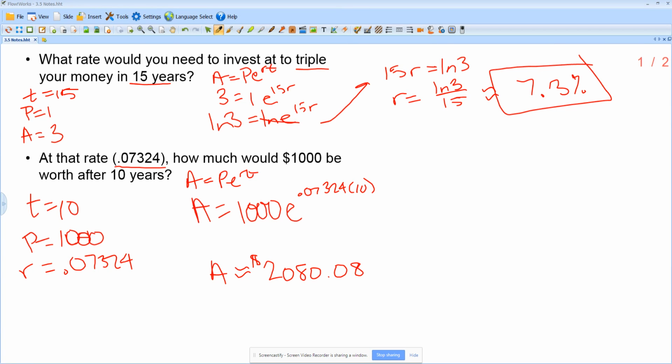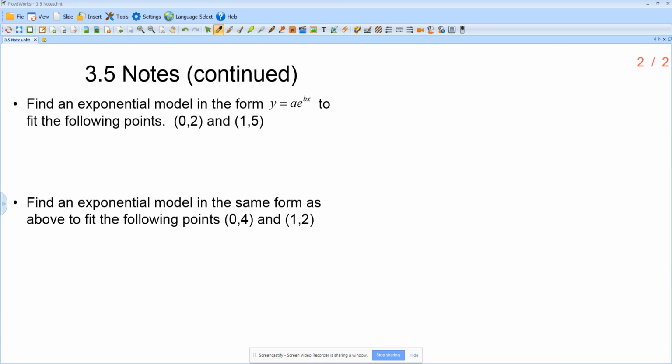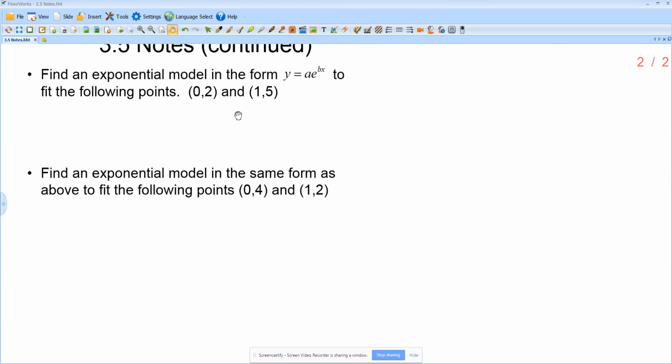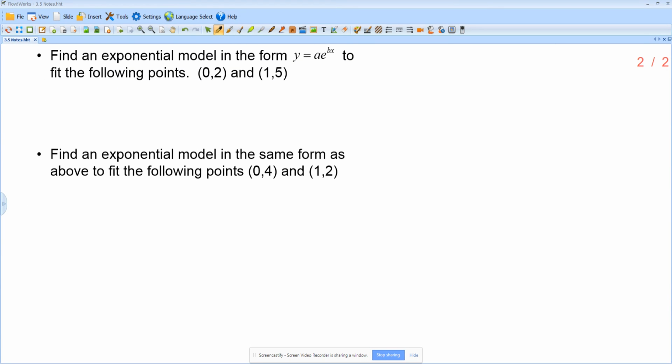All right, so that's just a little bit more example of continuously compounded interest. So now we'll do a little bit more with that exponential form of talking about possibly decay, growth, but we can use these a little bit different. So we're taking it sort of out of the context of a problem here. Find an exponential model in the form y equals ae to the bx to fit the following points. So in this question, what I have to do is realize that when I give you points, I'm giving you pairs of x and y that are on this graph.